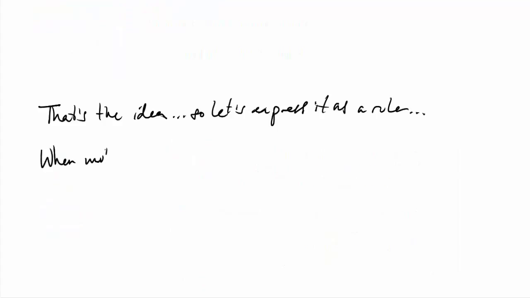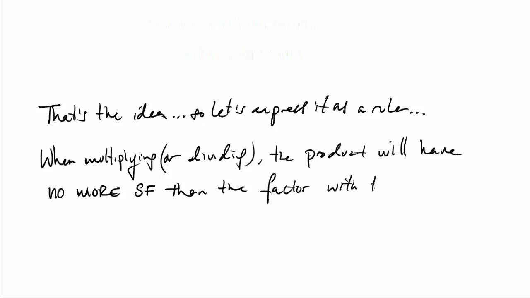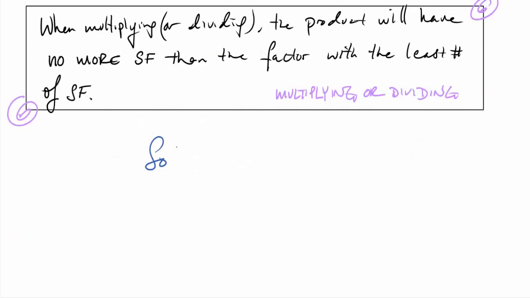Anyway, that's the idea. Let's express it as a rule. The rule is this: when multiplying or dividing, the product will have no more significant figures than the factor with the least number of significant figures. That's the multiplying or dividing rule. Okay, so that's it. There's really just 2 rules, and that's the whole story.